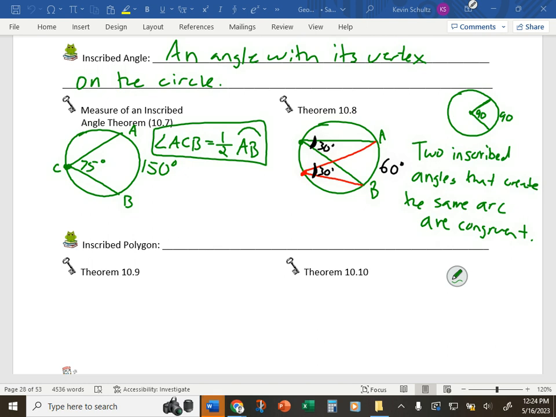Two inscribed angles that create the same arc are congruent. And there's the example there.